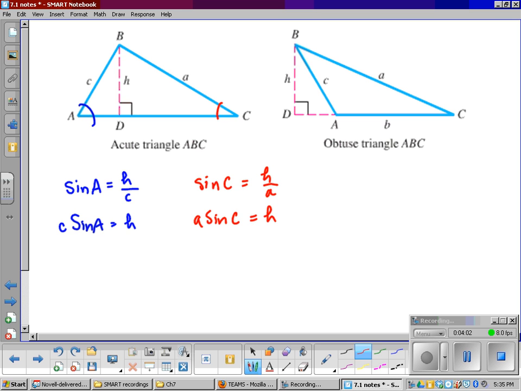equal to H. Now if you look at our acute triangle here, then H is the same length, both in the small right triangle that's on the left and the larger right triangle that's on the right. So this H right here is equivalent to this H over here. So I'm going to set their expressions equal to each other. If I do that, then it looks like C sine angle A is equal to A sine of angle C.